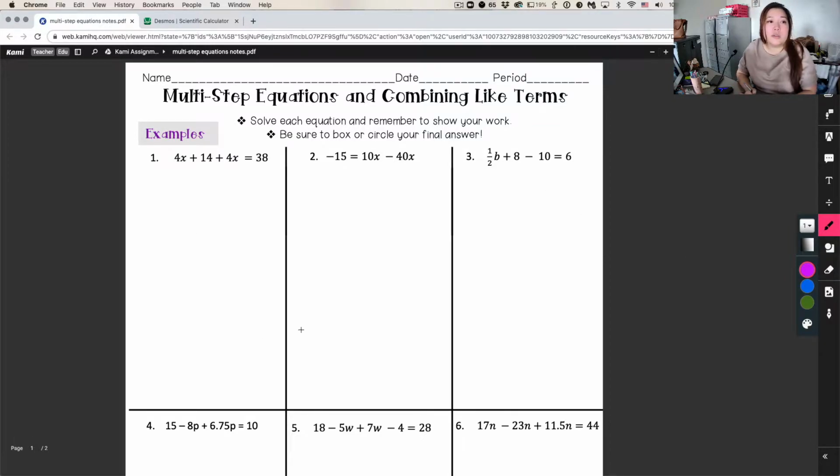So all this is doing is combining what we've been doing in our last two lessons. We're still doing equations where we have variables on one side of the equal sign, just like we did last year in 7th grade. But for these, you will have to combine like terms first, and that's what we learned how to do two lessons ago. So let's look at an example.